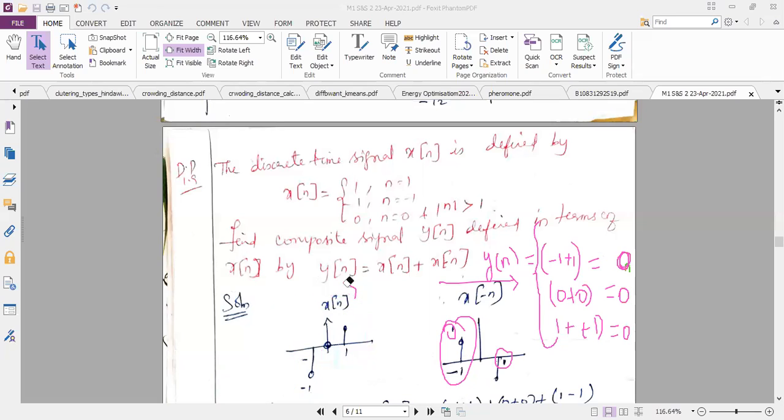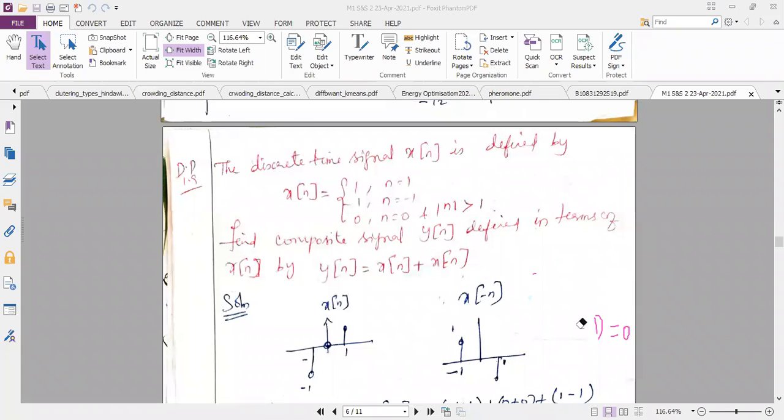Ma'am, can you repeat it once again, ma'am? Okay. You want me to repeat it? Okay. Very good. I will take different colors so that you can easily capture it. Now, as per the equation, my y of n is equal to x of n plus x of -n. I hope you know how to draw x of n and x of -n. There is no doubt in that. So I want to find out y of n. Y of n is nothing but the sum of 2 signals.